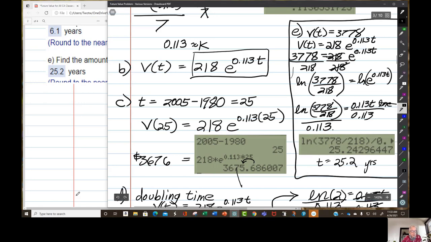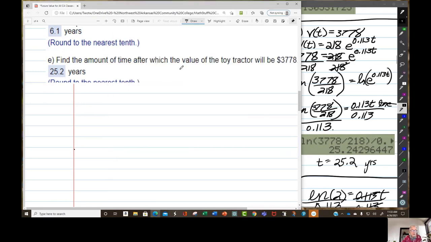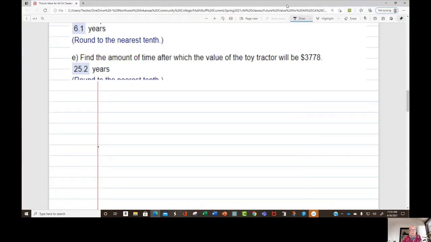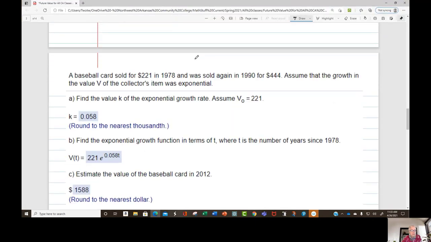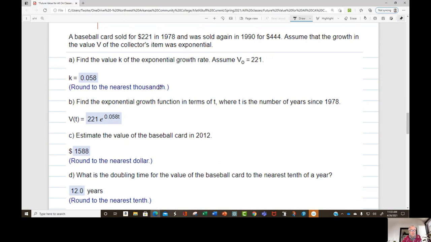Now I could just keep doing this. Let me show you the other iterations, if you will. That's another word for it. You might get a version of this problem that deals with a baseball card. Right here we have a baseball card.